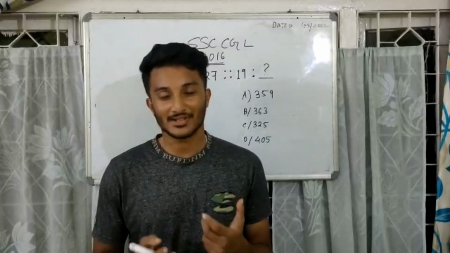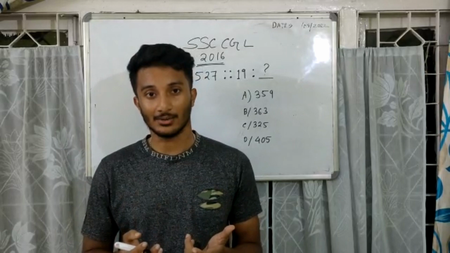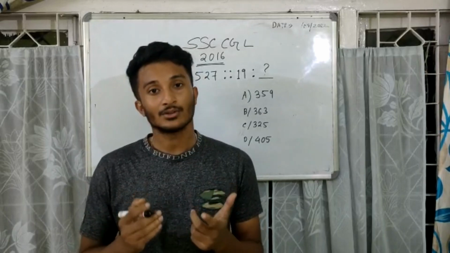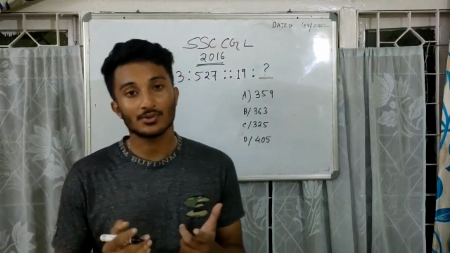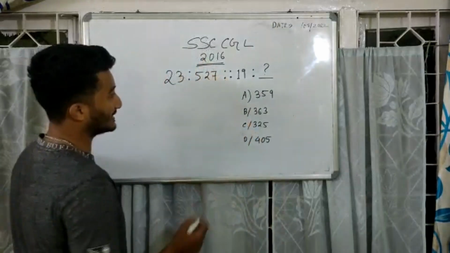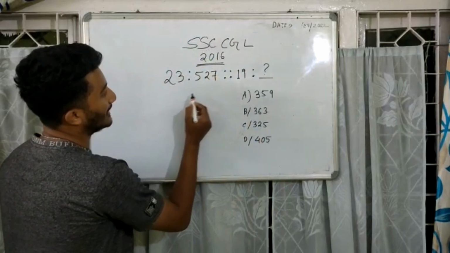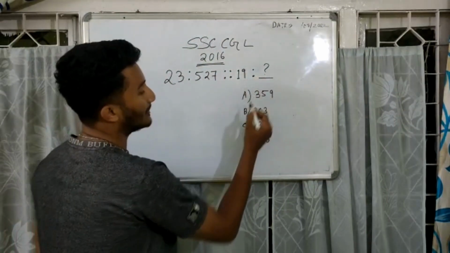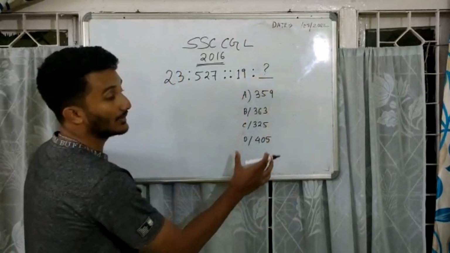Hello guys, as we have discussed in the previous class how to solve questions related to number and analogy. Based on those concepts, today I am going to solve more of such questions, and the first question is from SSC CGL 2016. The question says 23 and 527 is there, and in the next part there is 19, and we have to identify the missing number. It is one among these four options.